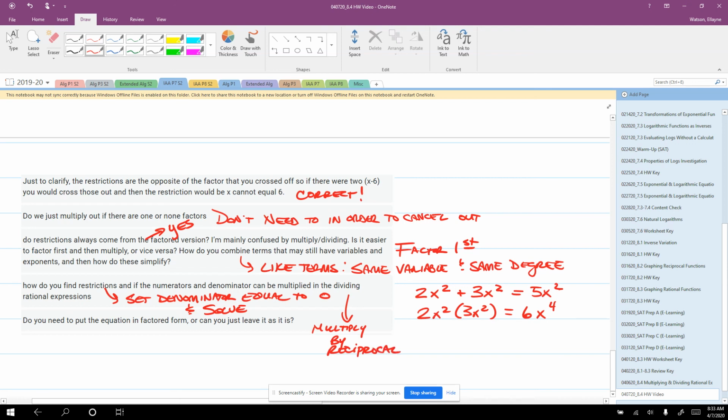All right, last question. Do you need to put the equation in factor form, or you can just leave it as is? So you want to factor first to simplify, so to cancel out common factors. And then your final answer can be left in factored form. You don't need to go the extra step and multiply it out again.